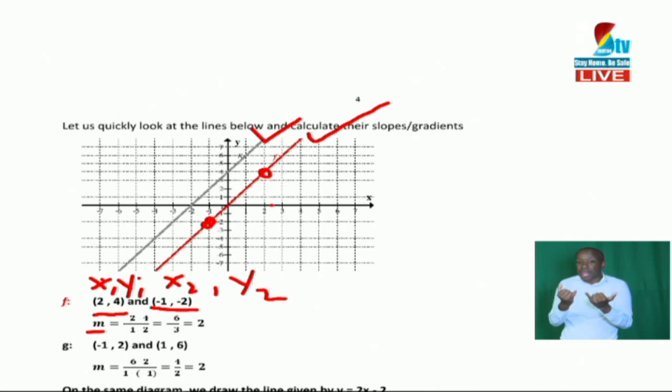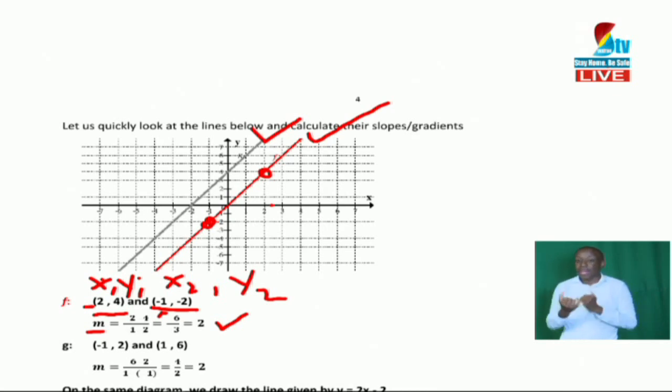You are going to notice that our y2 is -2, which is what you are seeing in the calculation of the gradient, where we have -2, and then we subtract 4. So we get -2 minus 4, divided by the x coordinate from set 2, which is -1, minus the x coordinate from set 1, which is 2. So we have -1 minus 2, and we end up having -6/-3, which is equal to 2. So here is the 2.